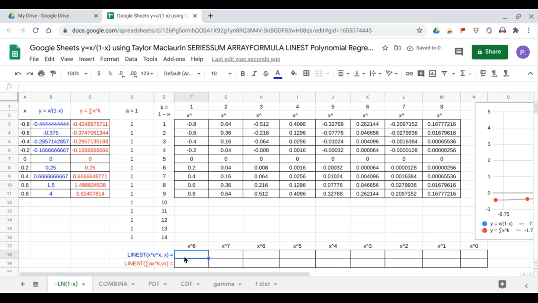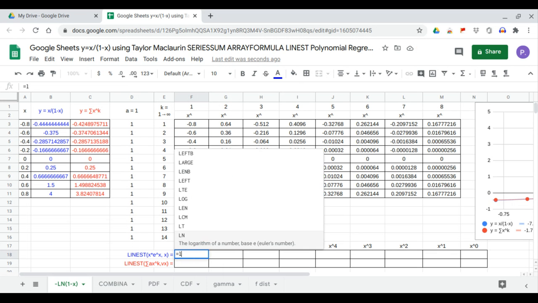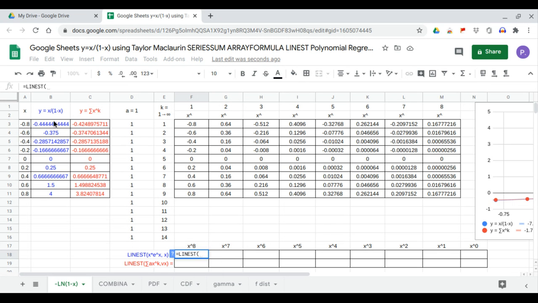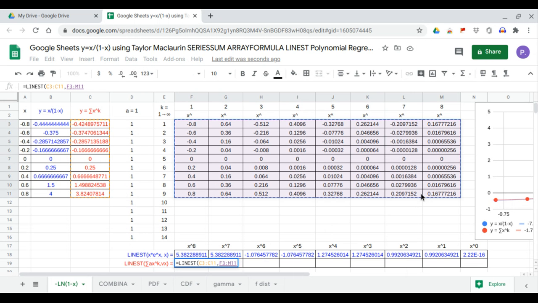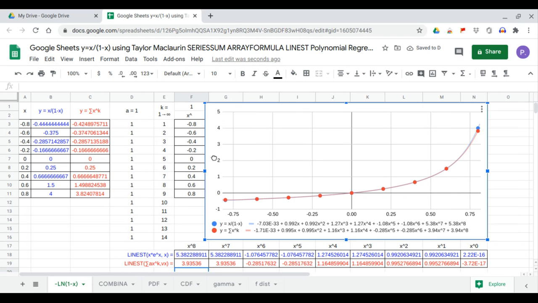And we can enter the LINEST data y and data x. Likewise, in the Taylor-Maclaurin series sum expansion, so LINEST data y and data x. Now we compare the coefficients.